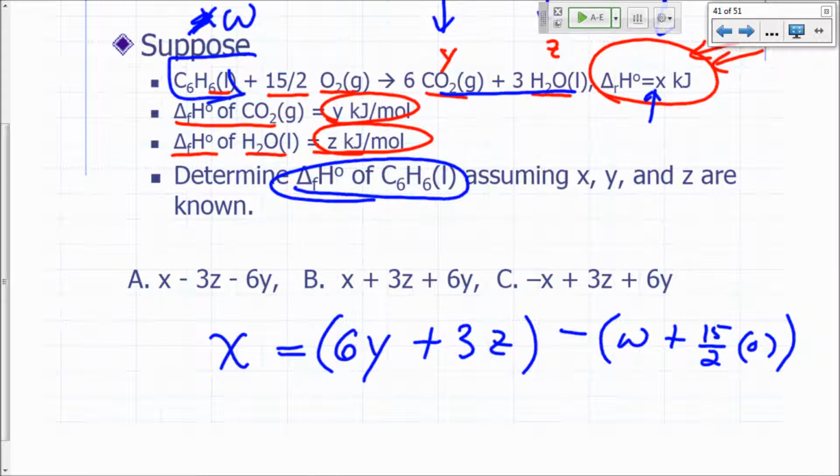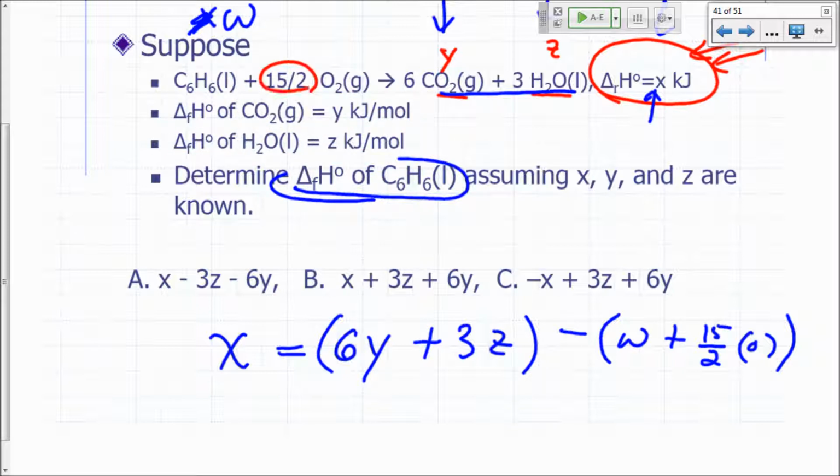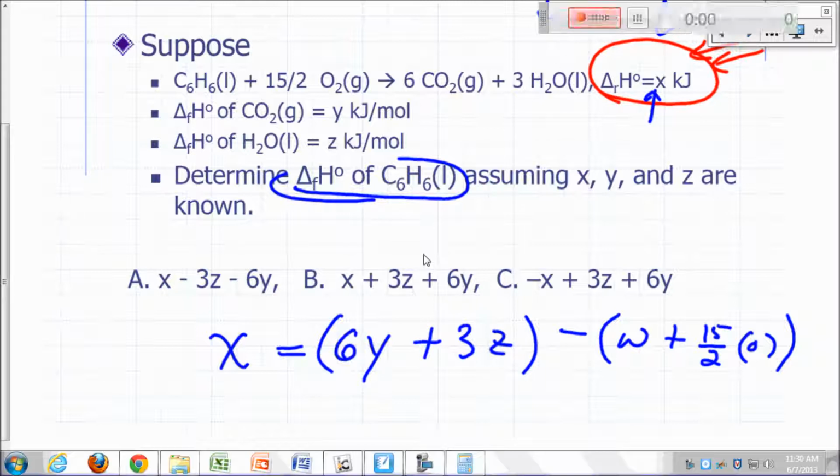That's the coefficient of O2, 15 over 2. To balance this equation, you need a coefficient of 7.5 over here. Okay? 15 over 2 times 2, that's 15 oxygens on the left. On the right, you have 6 times 2 is 12, plus 3, that's 15 oxygens on the right to balance it. That's why you need that coefficient right there. Okay. So, now that you have that, I'll let you work it out and give me the answer. Is it A, B, or C? What is the delta H formation of C6H6?